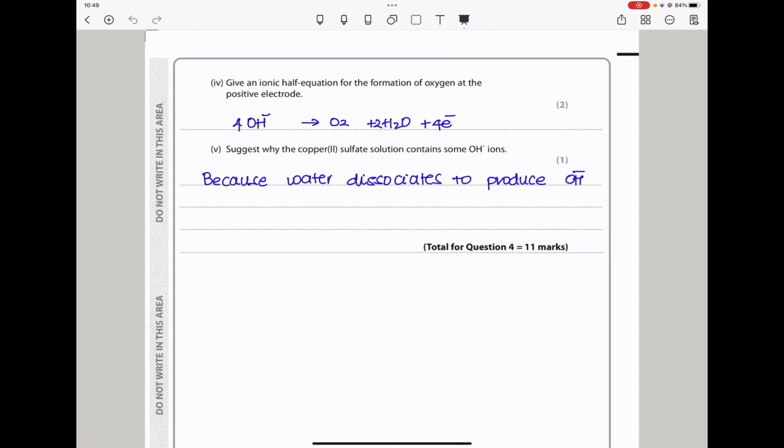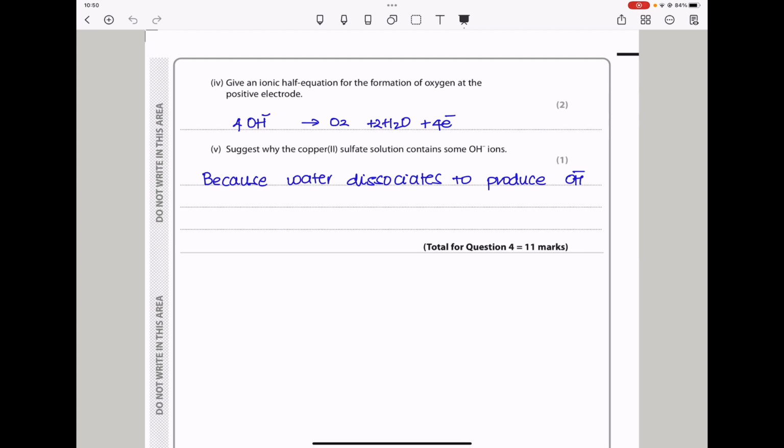Moving on. Here they say give an ionic half equation for the formation of oxygen at the positive electrode. You could write it like this. The hydroxide arrives. It's going to form oxygen plus water and then 4 electrons.